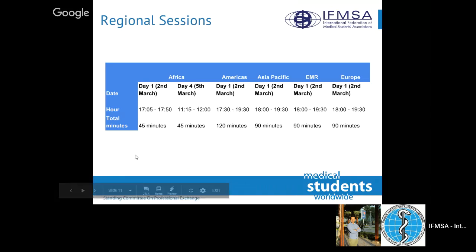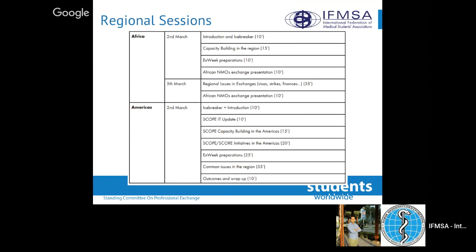As you can see here, it's a bit different. Africa will have split sessions, 1 on day 1 and 1 on day 4, while Americas, Asia Pacific, EMR, and Europe will have their SCOPE sessions on day 1. So now we can go through what they will have. All the regions will try and focus on the specific priorities for their region. So for example, Africa will talk about visa issues, the same will Asia.